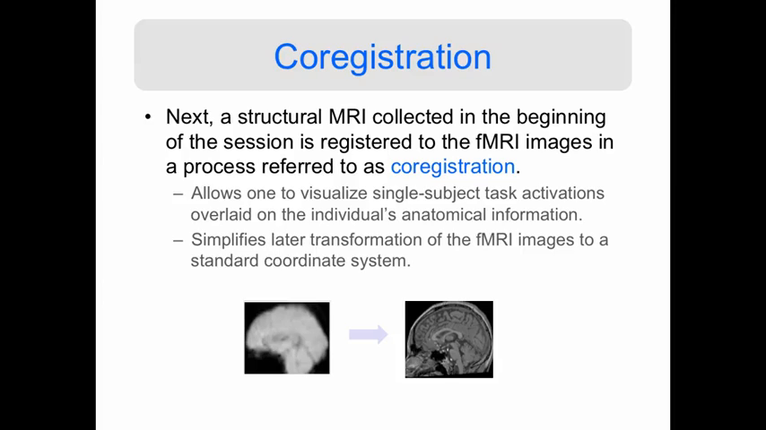So while we analyze the fMRI data, we want to discuss the results looking at the structural images, because the structural images allow us to make out where exactly the regions we're studying are located, while the functional contains the data that we want to analyze, but it's hard to make out boundaries between different anatomical regions. Another reason we do co-registration is it simplifies later transformation of the MRI images to a standard coordinate system. We'll talk about that next time.